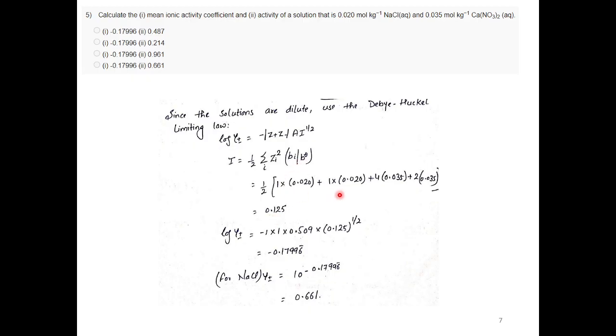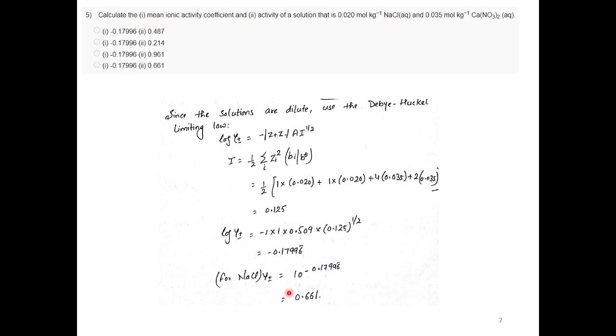One is for sodium, this one is for chloride, this is for nitrate, and this is for calcium, right? So from there you can get the ionic strength I 0.125. This is not a unitless parameter, it is basically mole per kg. Now you know the log gamma plus minus, so minus 1 into 1 into 0.503, into root over this half value, at around 25 to 27 degrees standard. This is 0.509. So from there log gamma plus minus is equal to minus 0.17996.